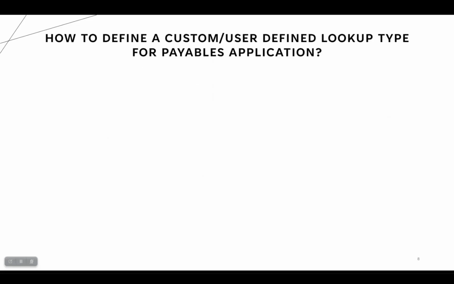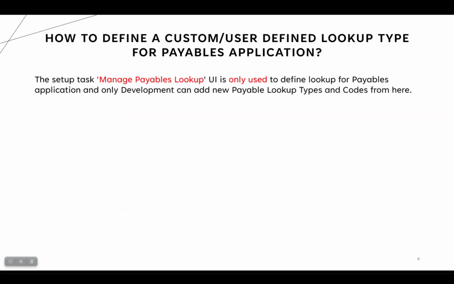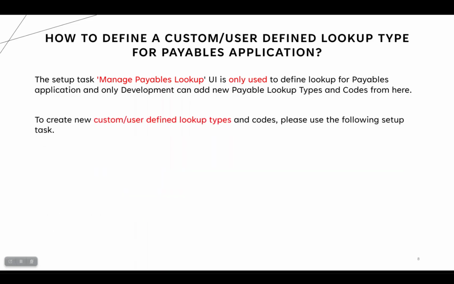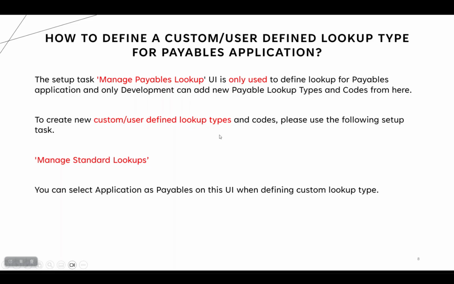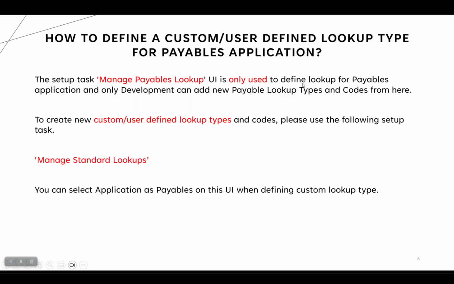How to define a custom user-defined lookup type for payables applications? As you know, the manage payables lookups user interface is only used to define lookups for payables applications, and only development can add new payables lookup types and codes from here. But to create new custom or user-defined lookup types and codes, you have to use manage standard lookups, not manage payables lookups. For this, you can select application payables on the user interface when defining the custom lookup type. So again, for the payables lookup, just use manage standard lookups and select the application, like payables.